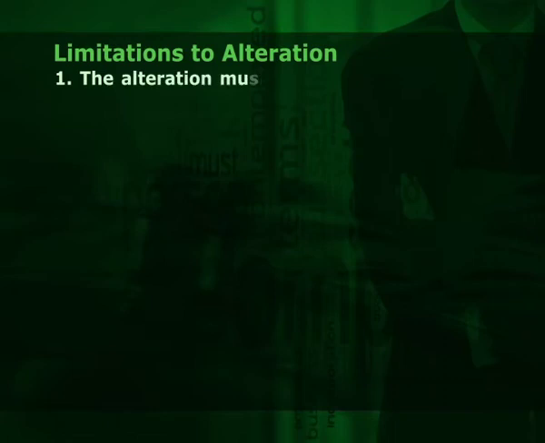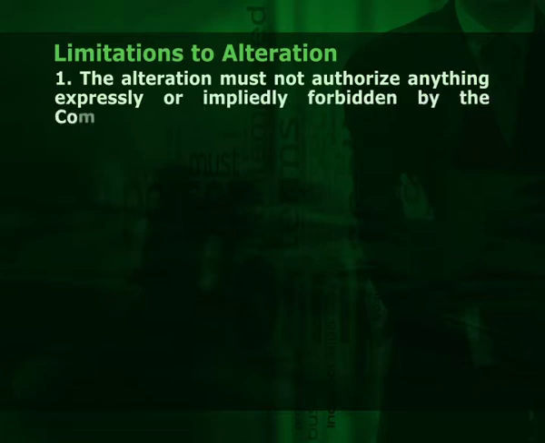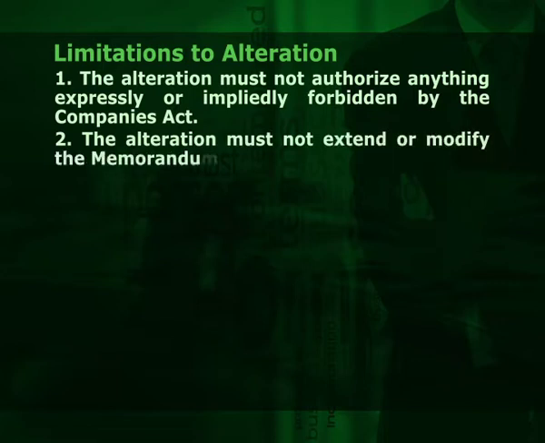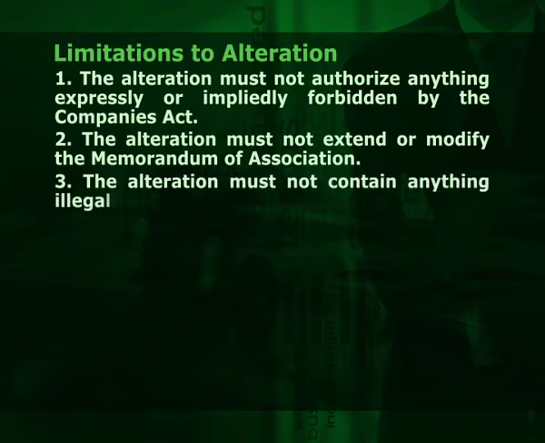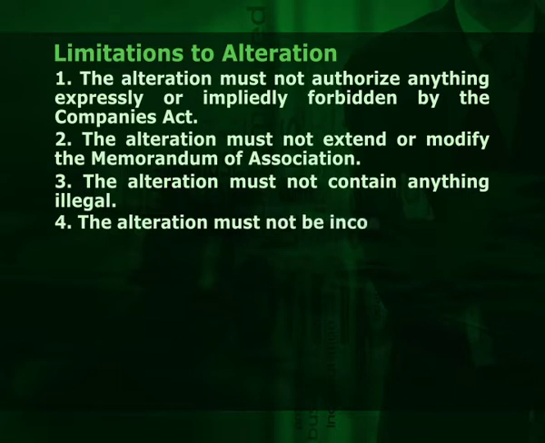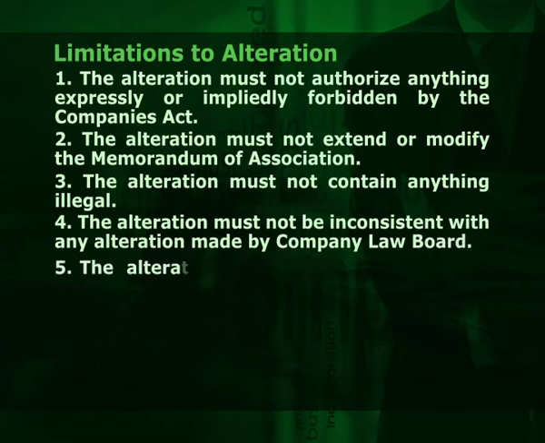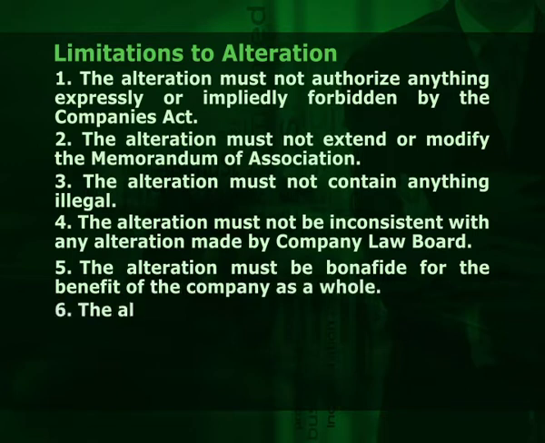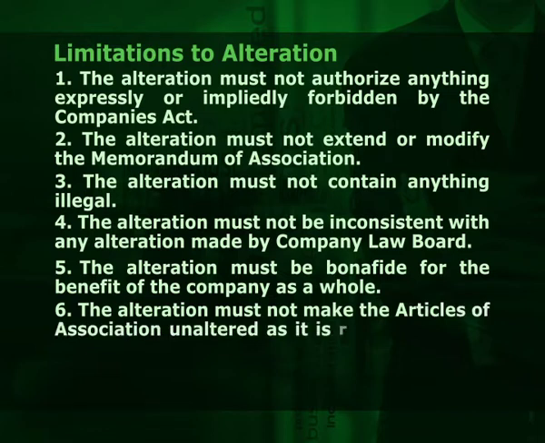First, the alteration must not authorize anything expressly or impliedly forbidden by the Companies Act. Second, the alteration must not extend or modify the Memorandum of Association. Third, the alteration must not contain anything illegal. Fourth, the alteration must not be inconsistent with any alteration made by the Company Law Board. Fifth, the alteration must be bona fide for the benefit of the company as a whole. Sixth, the alteration must not make the Articles of Association unalterable, as it is regarded as bad in law.